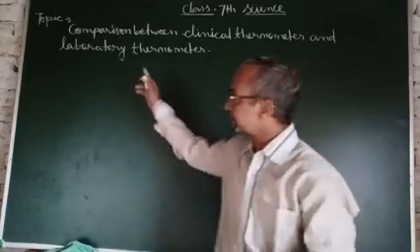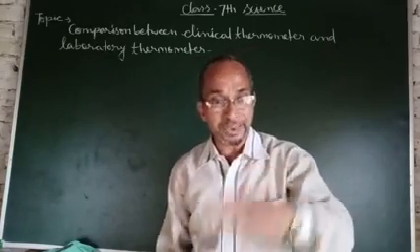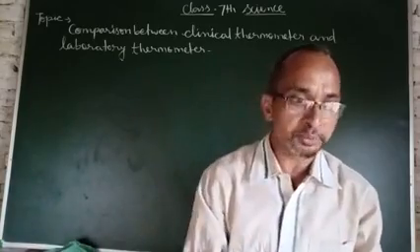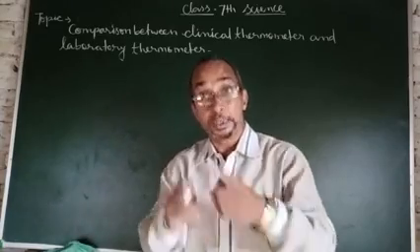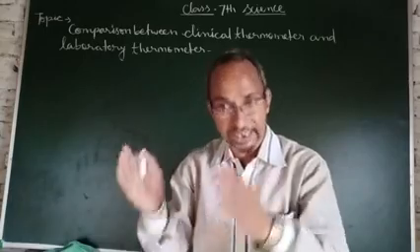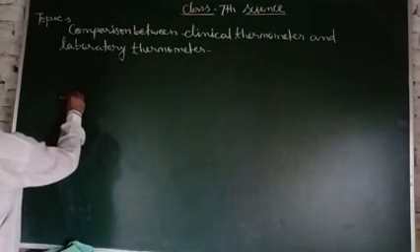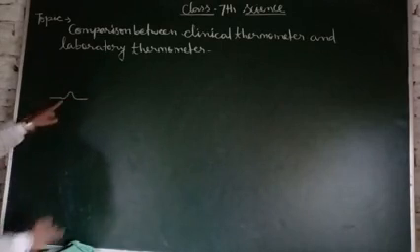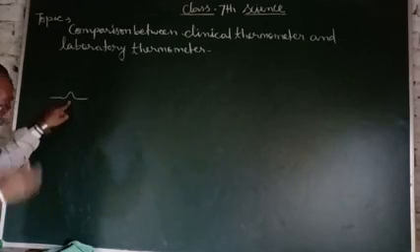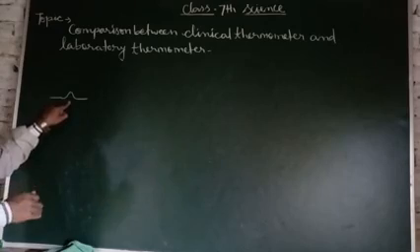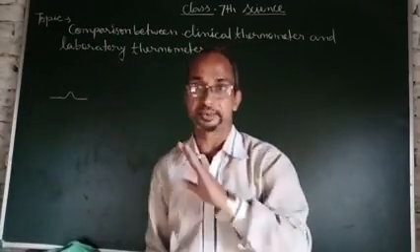What is the difference between the clinical thermometer and laboratory thermometer? Clinical thermometer has a kink which prevents the backflow of the mercury into the bulb, whereas laboratory thermometers have no kink. The kink is shaped like this. It is known as a kink. It prevents the mercury from flowing back into the glass bulb. But laboratory thermometer has no kink.